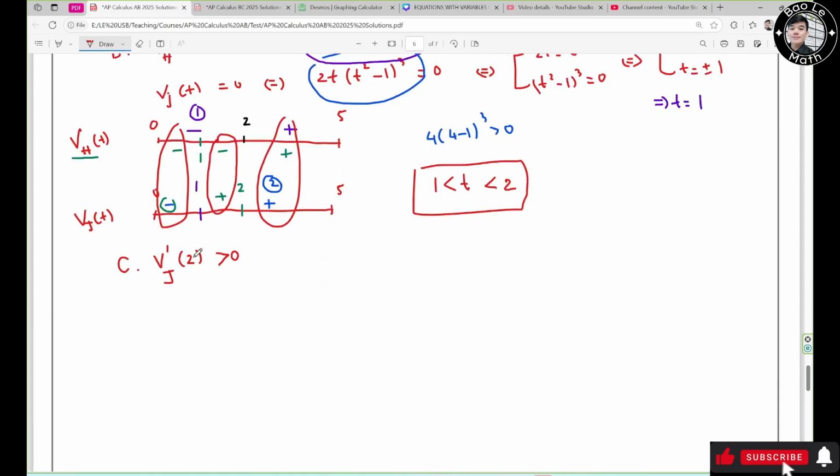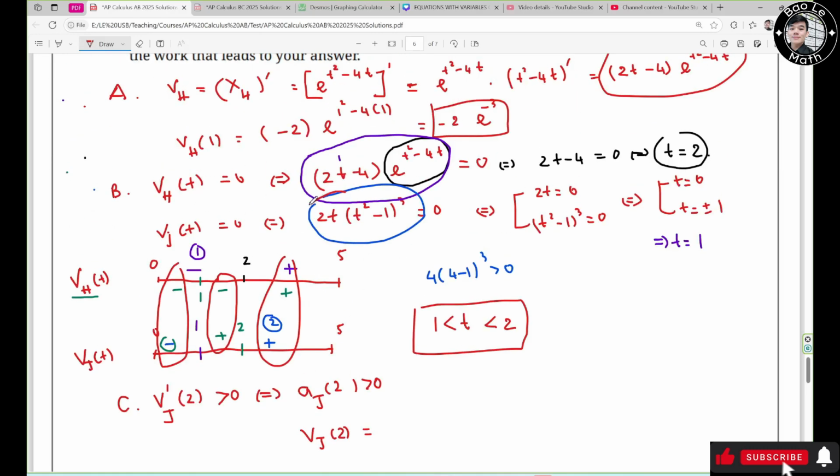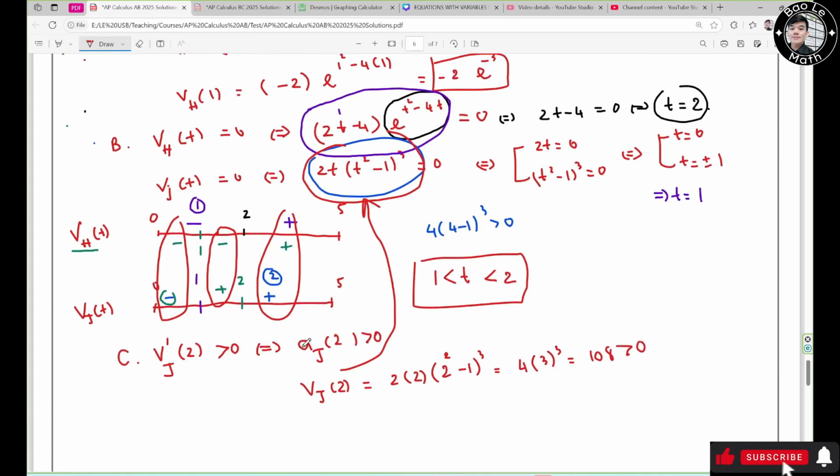Now v prime j of 2 greater than 0 is the same thing as a j of 2 greater than 0, right? Now we have v j of 2, the function v j is given right here. Now we substitute 2 into this expression right here. So we have 2 times 2 times (2 squared minus 1) cubed, right? So it's going to be 4 times 3 cubed, so it's going to be 108, which is positive, right? Now since acceleration and velocity have the same sign, they're both positive, the speed of the particle is increasing.